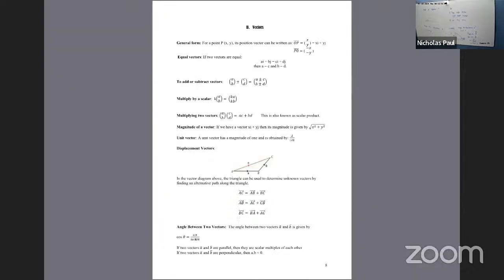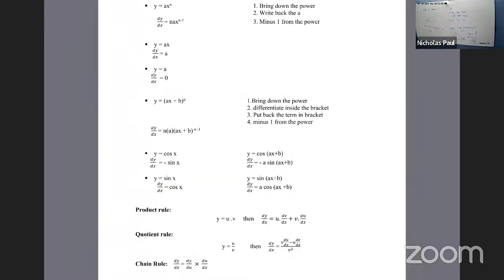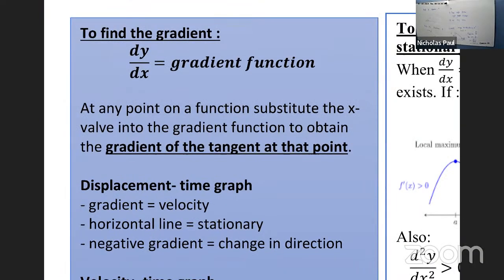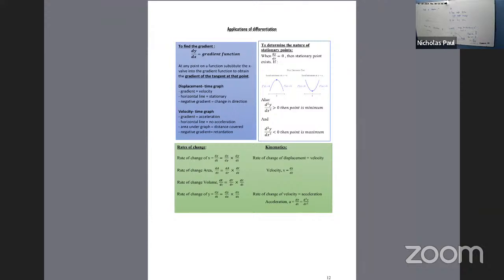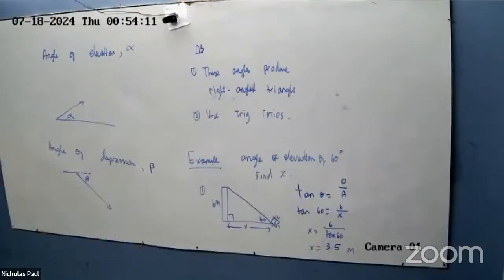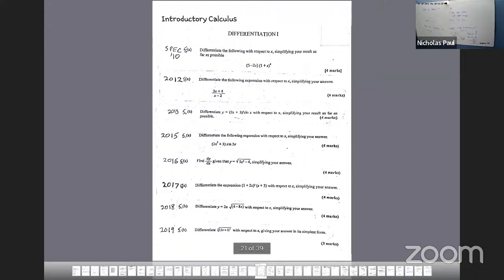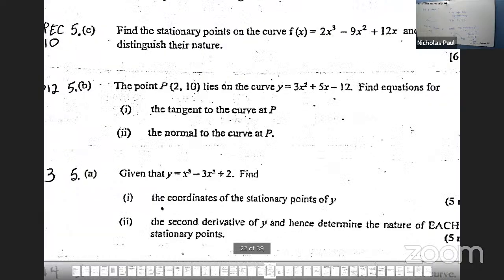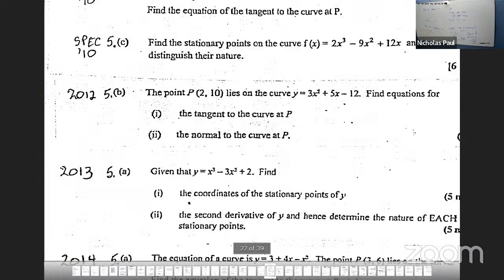We did differentiation. We have all the rules and summaries here, and we did the first application, to find gradients. Okay, so let's just try a couple of questions on that, and then we can do the second application. Right, we're doing 2012, number 5. So we're going to do that from now.